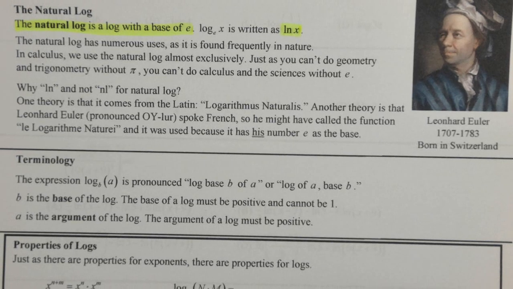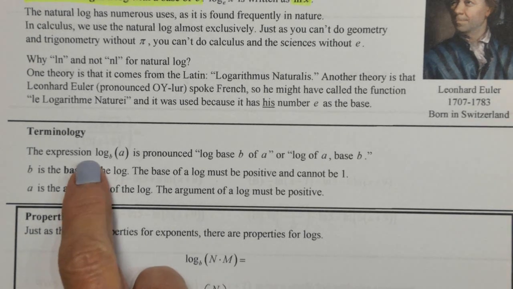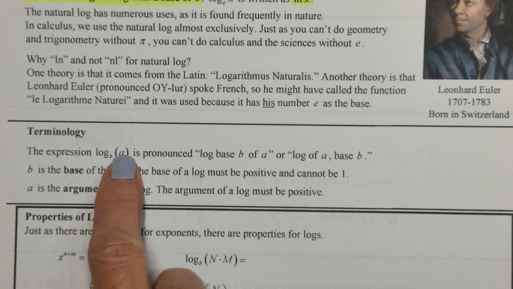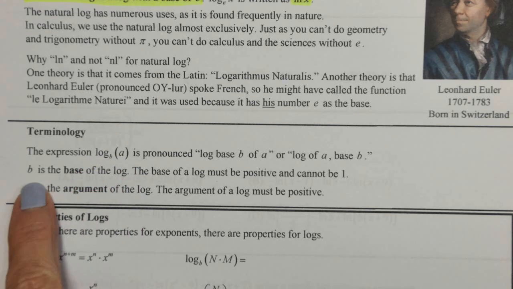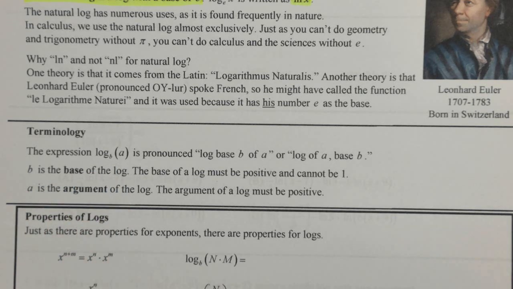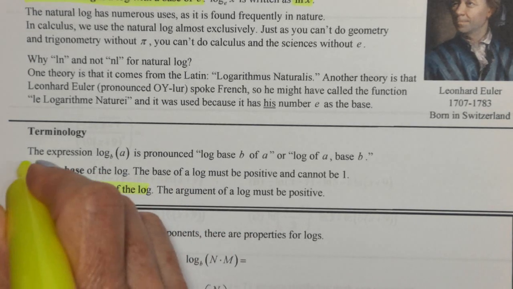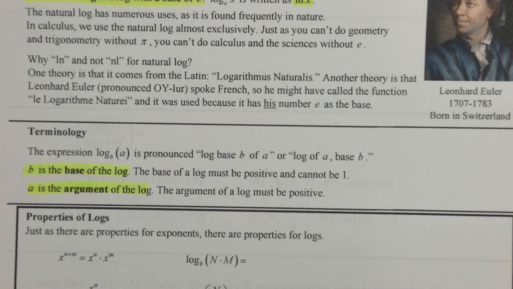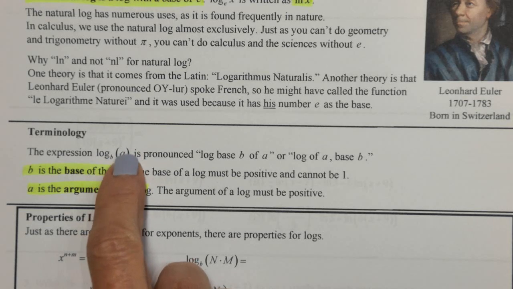Okay, just a word about terminology. The expression log base b of a is pronounced log base b of a, or you could say log of a base b. Okay, b is the base. The a is the argument of the log. You'll hear me talk about the argument and the base. So you need to know when I say the argument, I mean whatever we're taking the log of.